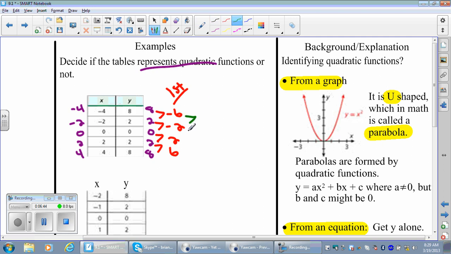Let's look at these differences. -2 minus -6 is 4. 2 minus -2 is also 4. And 6 minus 2 is also 4. So because this second difference is constant, it is a quadratic function.